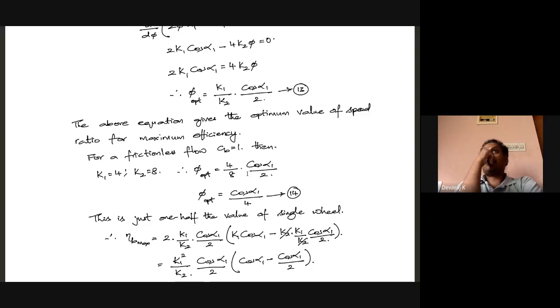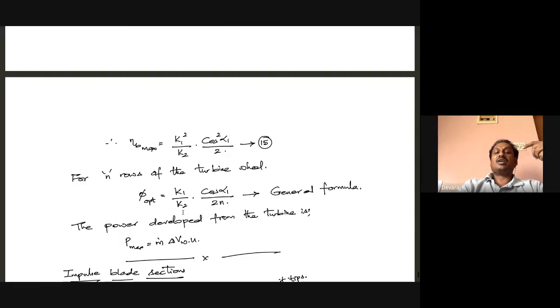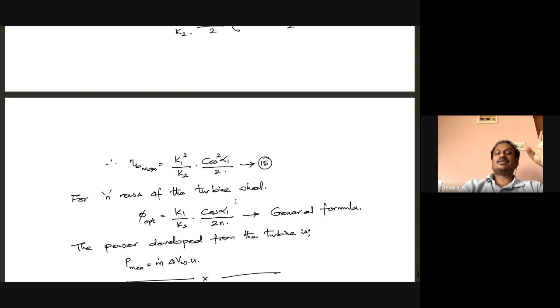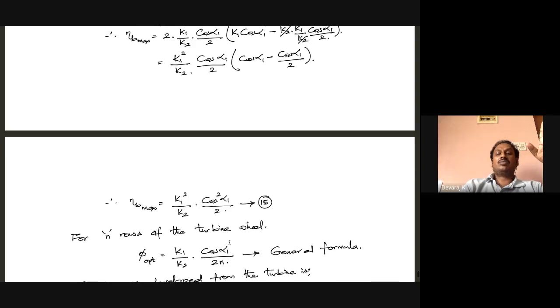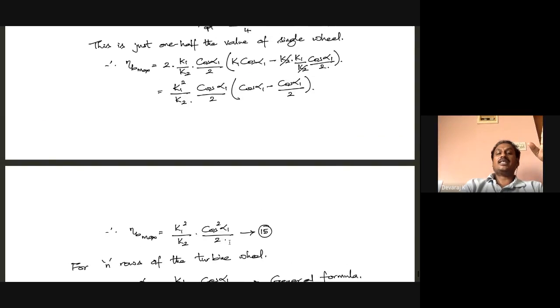What is it for the single stage optimum? It was cos alpha 1 by 2, from the previous derivations and expressions. Now for 2 stages, it is cos alpha 1 by 4. If I go for 3 stages, it will be cos alpha 1 by 6. If I go for 4 stages, it will be cos alpha 1 by 8. So I can generalize this as K1 by K2 into cos alpha 1 by 2n, where n is the number of stages. So that is my optimum velocity ratio.